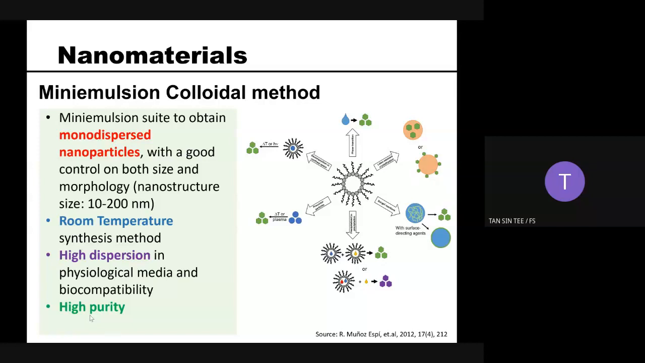Some people also use it in ceramic synthesis, like the cold precipitation method. This is quite common. The mini emulsion colloidal method is also very convenient because it can operate at room temperature and always gives a very high purity system.